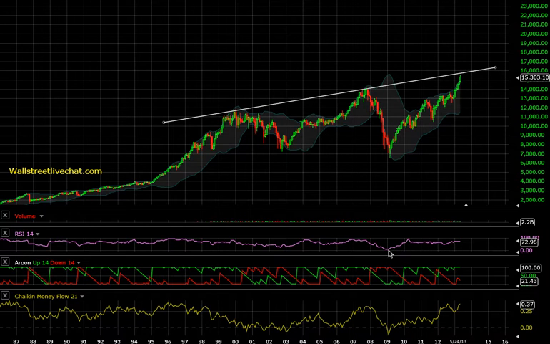Your Aroon has been riding the top. Now we want a slow descent, like we did over here. We don't want a rocket descent, because that's only a spike. So the red Aroon is going to come back down to the bottom, which is your 14 down, and after that they're going to start crossing and heading the other way.